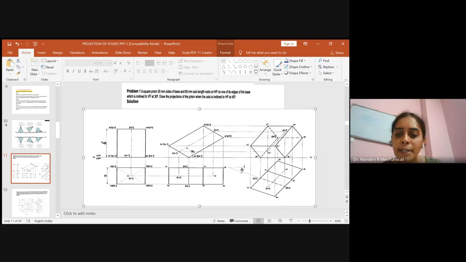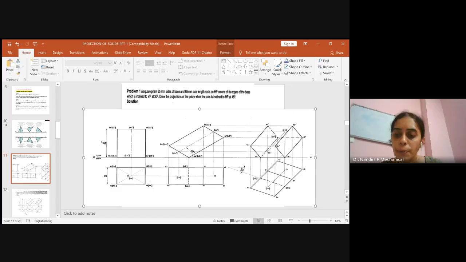D1 is meeting D1 dash at this point, write it as D1 dash. B1 is meeting B1 dash at this point, write it as B1 dash. And then you have A1. A1 is meeting A1 dash at this point, so this is A1 dash. So you got the bottom square. Okay, name it and keep it ready.